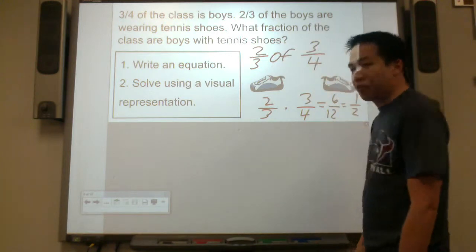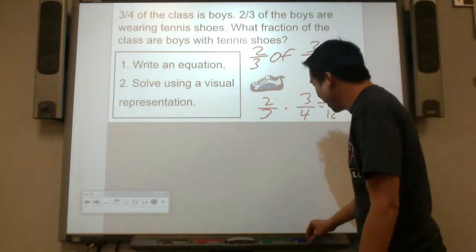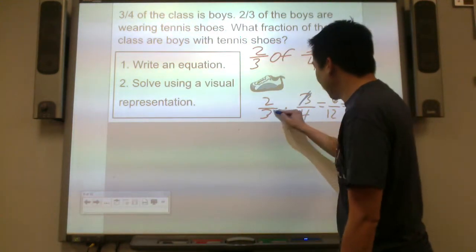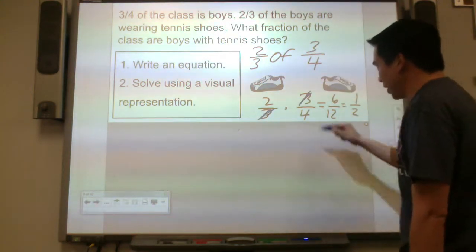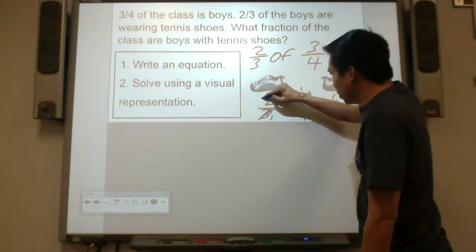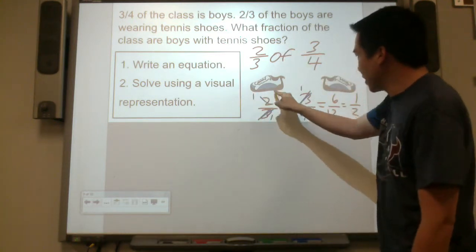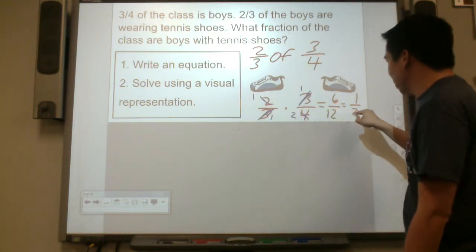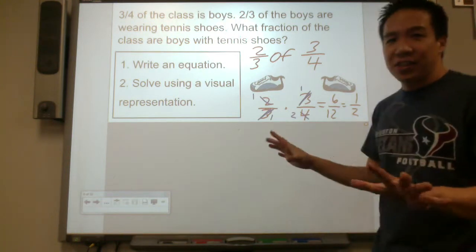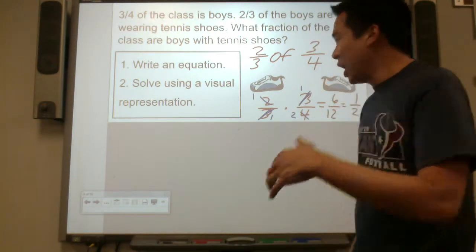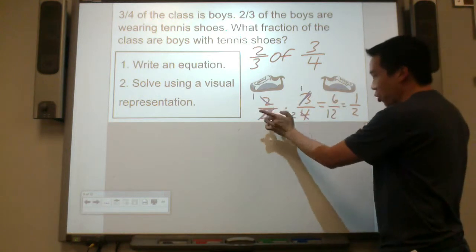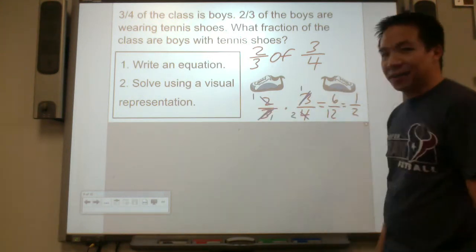If some kids prefer cross simplification, that means you can simplify 3 and 3 becomes 1. 2/4 becomes 1/2. And you get 1 times 1 is 1, 1 times 2 is 2, or 1/2. Some kids say, that's a little too much. I'd rather just multiply the top numbers, multiply the bottom numbers, and simplify from that.